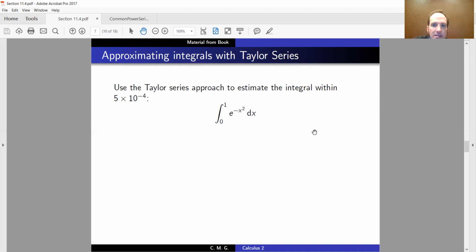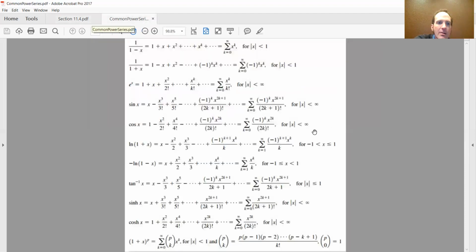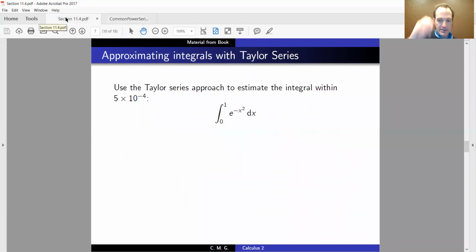to approximate this integral. So the Taylor series of e to the negative x squared: again, I go back to my common power series and say, oh, I'll put a minus x squared in for each of the x's in this e to the x expression. So I'm going to get 1 minus x squared plus x to the 4th over 2 factorial minus x to the 6th over 3 factorial and so on. And then go from there.